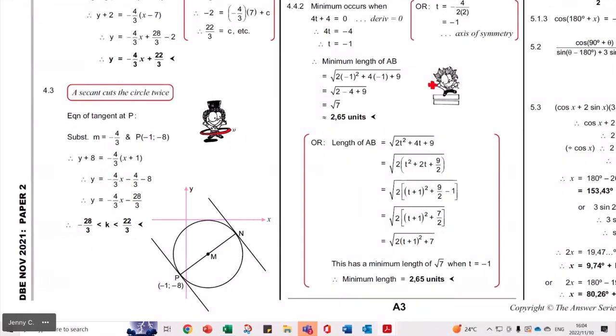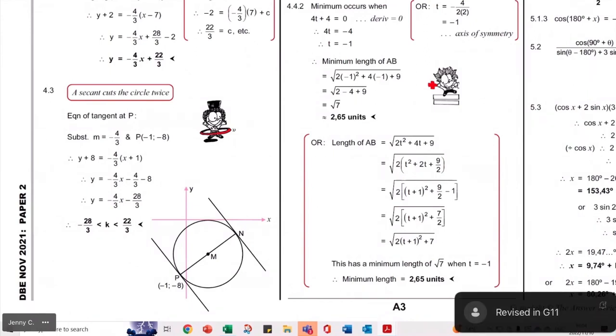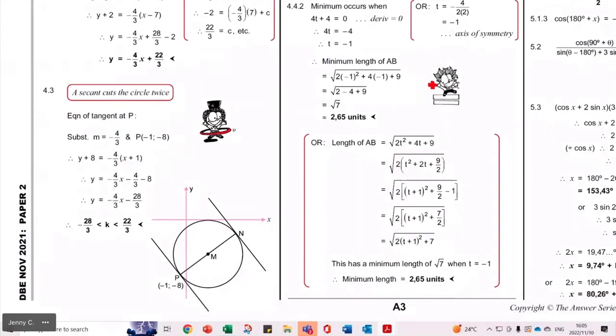You still had to realize, which is exactly what they're examining, where this other line is. You've got to get the parallel tangent. You've got to get the equation of that tangent and realize that k lies between minus 28/3 and 22/3. So I see their comments about revised in grade 11. Oops, I never did that. But yes, okay, thank you.